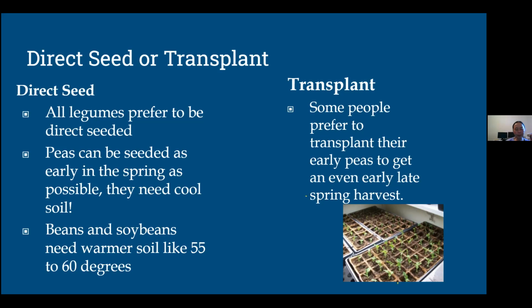Some people do prefer to transplant their early peas to get an early, late spring harvest. That is entirely up to you what you want to do, but that is an option. You don't have to just direct seed them. You can transplant early peas to get an early harvest.